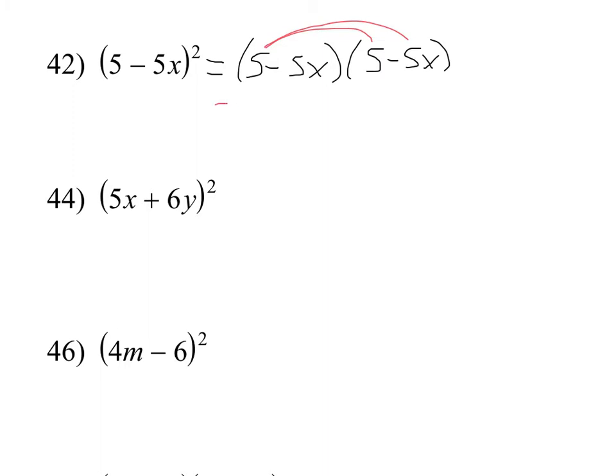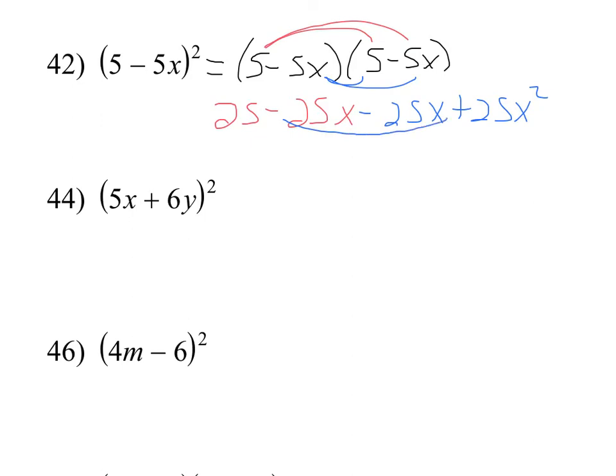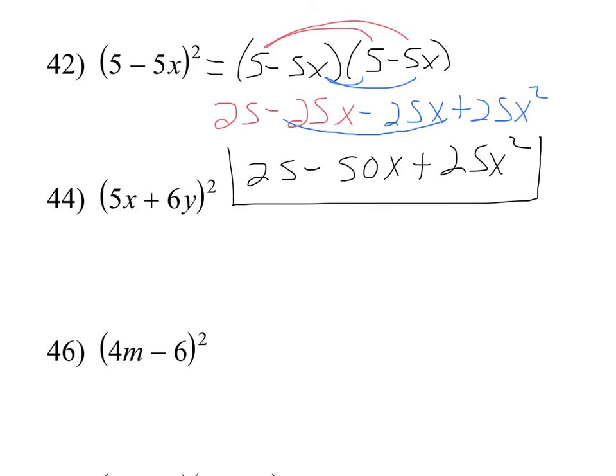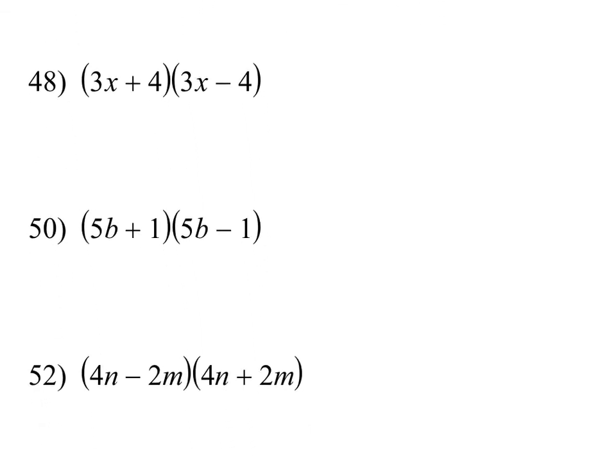And that will give us 25 minus 25x. Distribute the second term, and we get minus 25x plus 25x squared when we multiply the last two. These two are like terms, so we're left with 25 minus 50x plus 25x squared. Not in standard form, but at this point it's acceptable because they don't tell us to write it in standard form. If we try another one, and again if we notice the nuances here, number 48 looks similar.